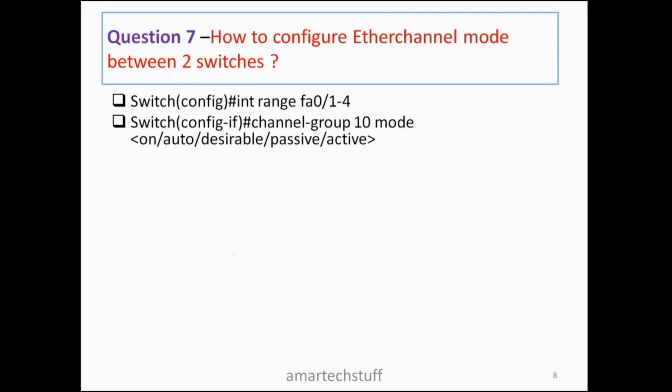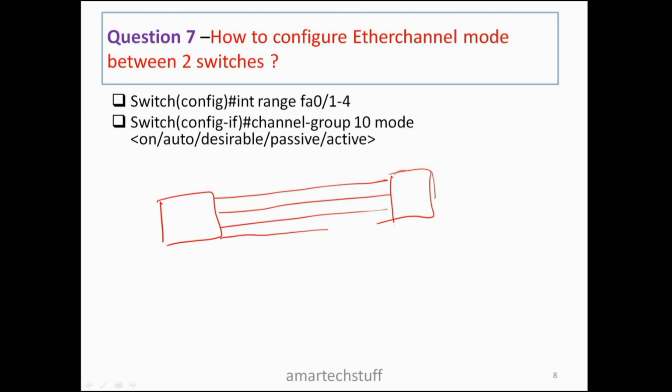Question number 7. How to configure EtherChannel mode between 2 switches? Now, if you have these 2 switches, I'll just draw the diagram for better understanding. So if you have these 2 switches, let's say these are the 4 links between these switches. This is, let's say, FastEthernet 0/1. Here also FastEthernet 0/1, and then 0/2, 0/3, 0/4. Here also like this.